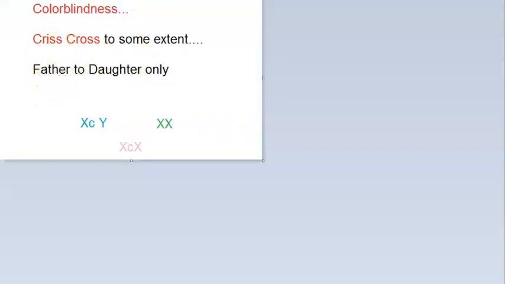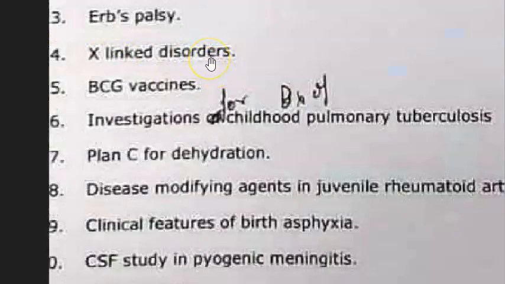What are they saying here? Crisscross inheritance. Mother to son, father to daughter, that is a crisscross X. If the father has the X chromosome, he always gives the X to the female child. He has only one copy, so he gives the colorblind copy to the female, male to female. This is a kind of crisscross. So that's about X-linked disorders. I think you will get 3 marks. Draw the pedigree chart, don't forget.